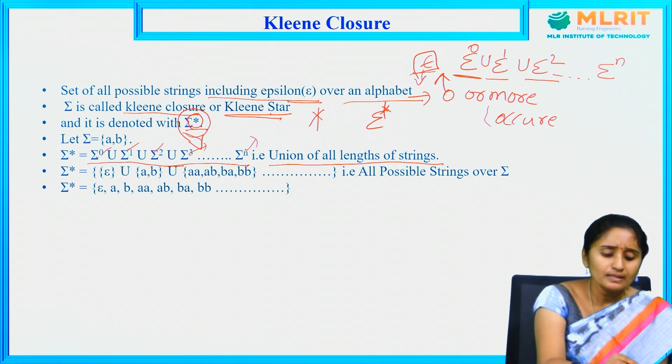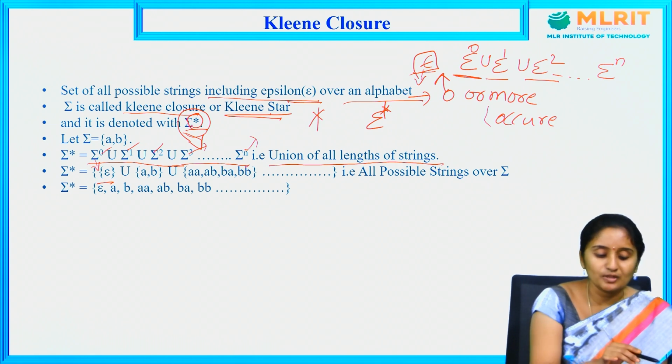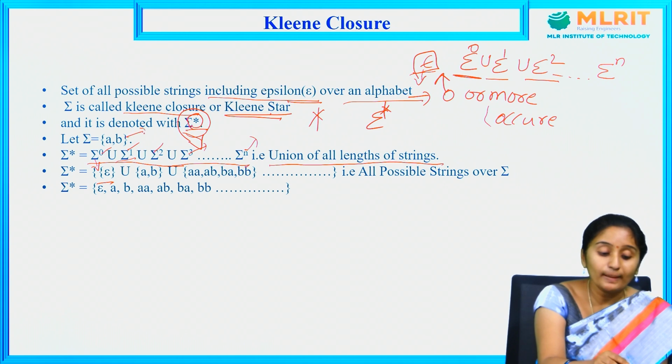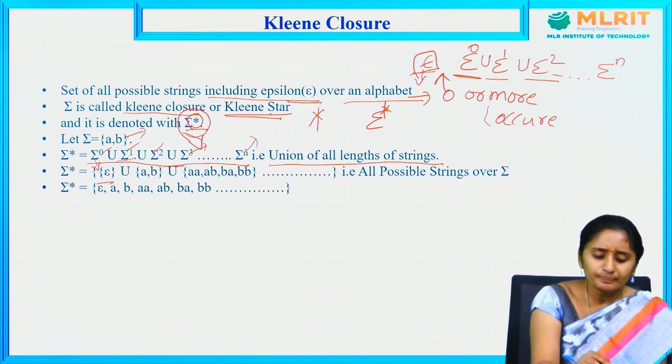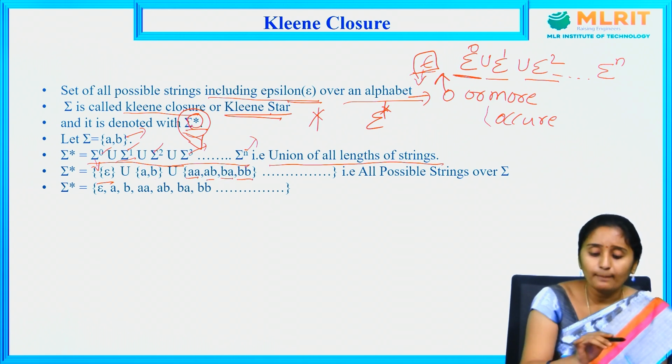So here sigma power 0 is epsilon. Sigma power 1 is 1 length strings. My alphabet is a comma b, so a is 1 length, b is 1 length. Next, sigma power 2 is 2 length strings, so each string is of length 2. So aa is 2 length, ab is 2 length, ba is 2 length, bb is 2 length.